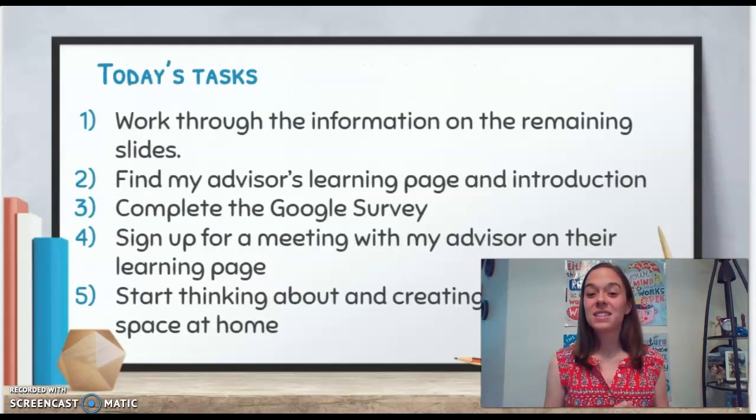This next slide, guys, is going to outline some of your tasks. So this is what you're trying to accomplish in your time today as you're going through this orientation. So the first one is you're going to work through the information on the remaining slides. And again, there will be videos in there to help you as you go. Next, you're going to find your advisor's learning page and their introduction. You will have directions on how to do that specifically on a couple of slides down below.